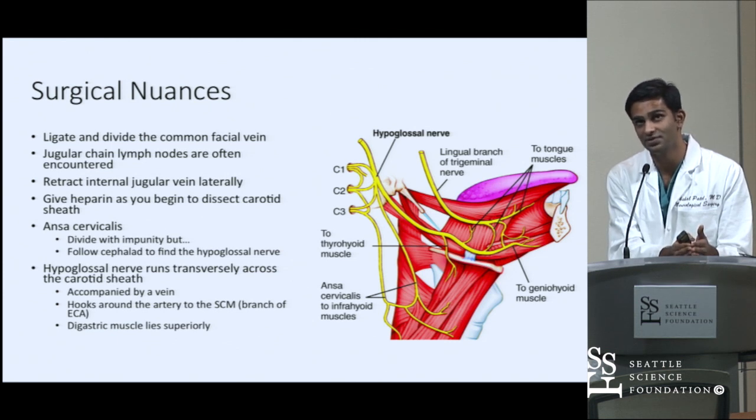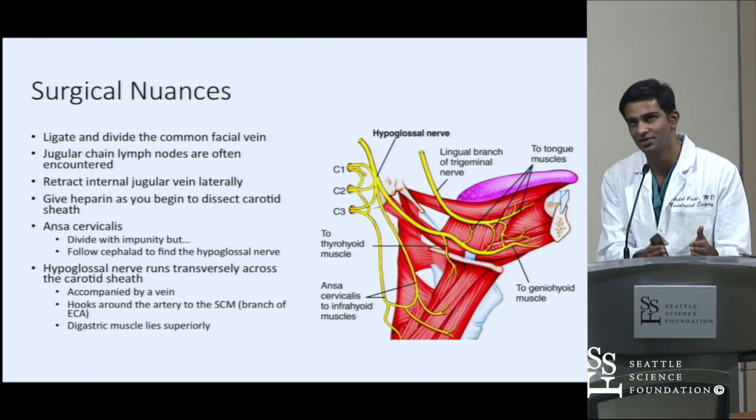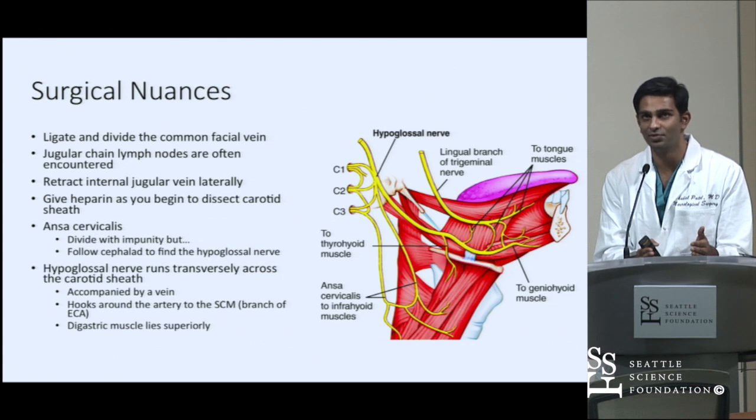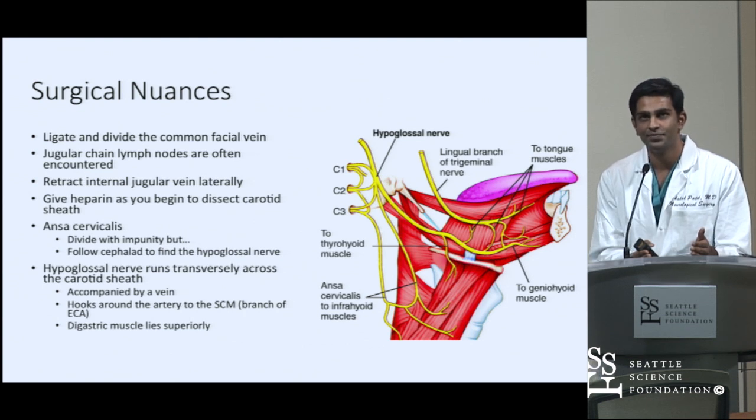Once the common facial vein has been dissected, retract everything laterally. And you can do that with blunt retractors very easily. And once you've mobilized the vein, it's very easy then to get onto the carotid sheath. At this point, it varies. I like to give heparin at this point when you dissect the carotid sheath, because you need at least 5 to 10 minutes for the heparin to circulate through the system. And so that's when you give it, and it gives it time to circulate.